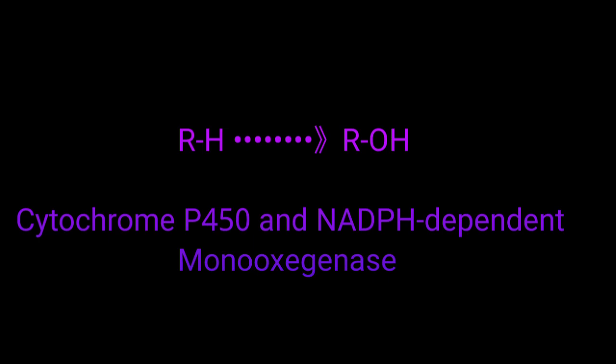The second monooxygenase system in the liver is associated with the mitochondria and is quite important in the biosynthesis of steroid hormones from cholesterol. Both of these monooxygenases in the liver are cytochrome P450 and NADPH dependent enzyme systems.